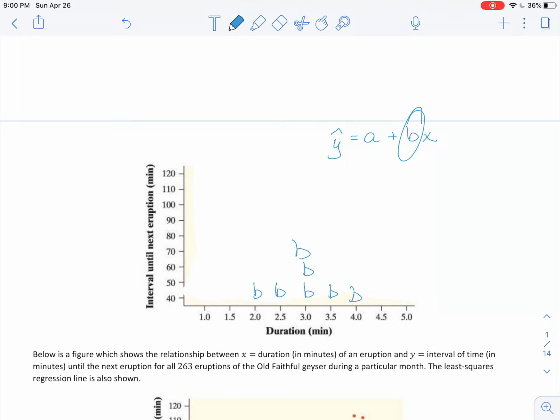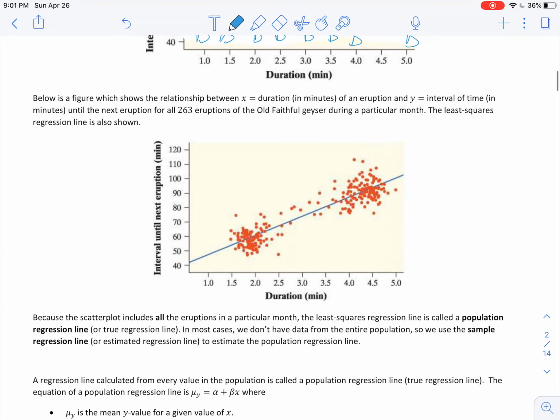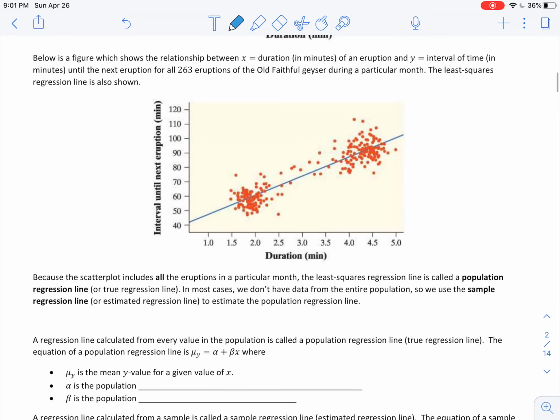We'd be reporting them as b, because if you remember when we did this, it was y hat equals a plus bx. So this is our slope. So there would be all these b's on the board, and we would be looking for the shape, we would be looking at the center, we would be looking at any unusual features, the variability of it. These are made up b values, but this is what we would have done.